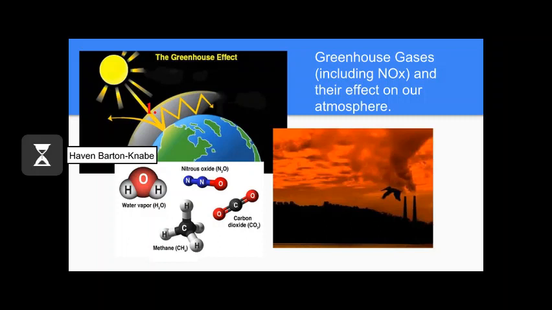So to get into why nitrogen oxides are a problem, they are one of the greenhouse gases, and basically the greenhouse effect is when the sun heats up the Earth's surface and the atmosphere keeps this heat in. When we add more greenhouse gases like water vapor, methane, carbon dioxide, in addition to nitrogen oxide, these are kept and trapped in the atmosphere and heat it up and cause global warming as well as other issues.